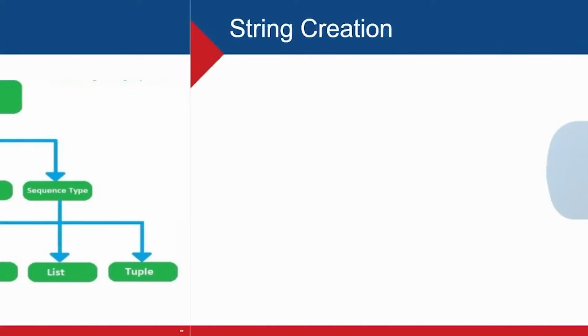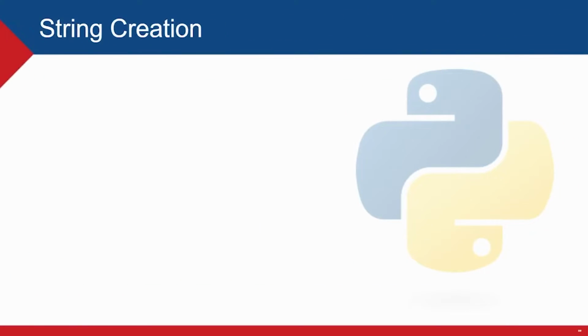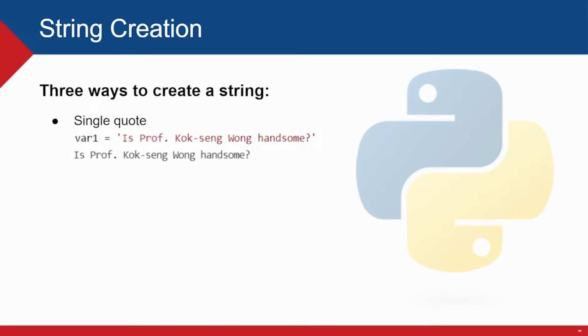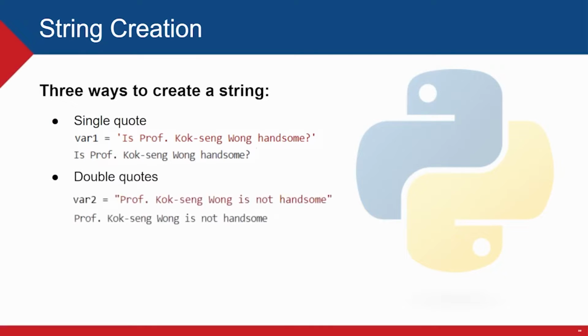Let's see how to create a string. So there are three ways to create a string. A string in Python can either be created using single quotes, double quotes, or triple quotes. First, you can see here's the example of single quote, double quotes, and triple quotes.